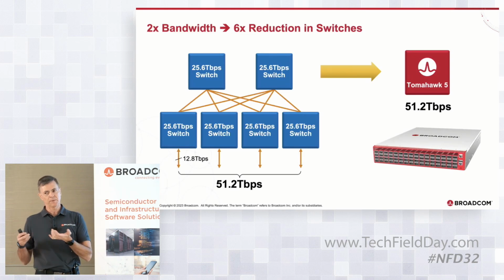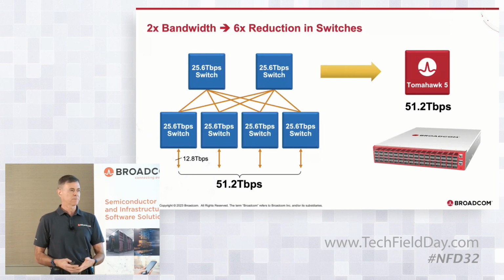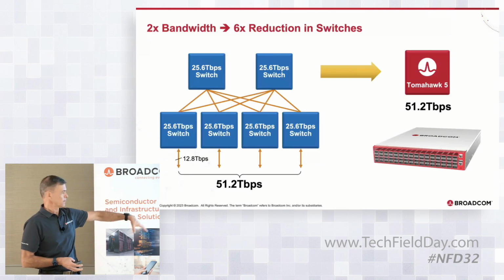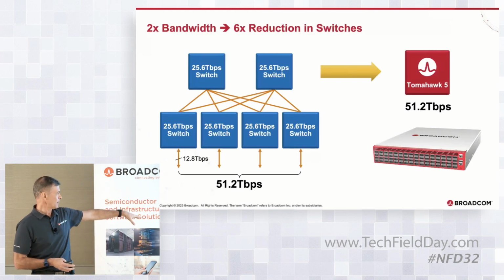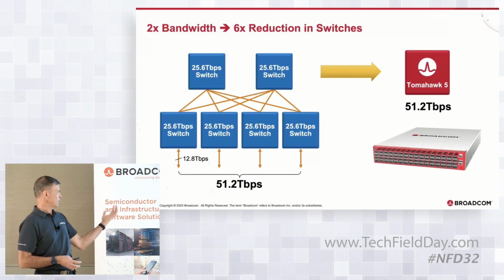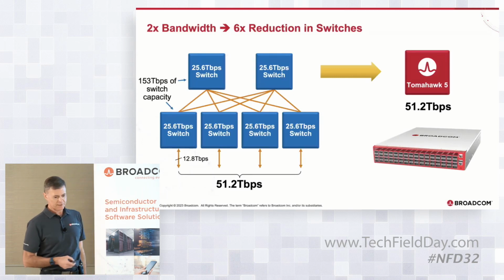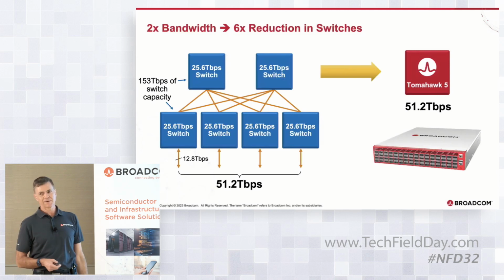Alternatively, if you wanted to do it with a 25.6 T switch, which is, aside from Tomahawk 5, the only thing that's available on the market now, you'd actually need to have 6 switches. So you have 12.8 T per switch that's facing the front panel, and then the additional 12.8 T faces just the interconnect on the back end. So if you look at that group of switches, you actually have a total of 153 terabits per second of switching capacity. So you've got 3x of switching capacity, 6x the number of devices.